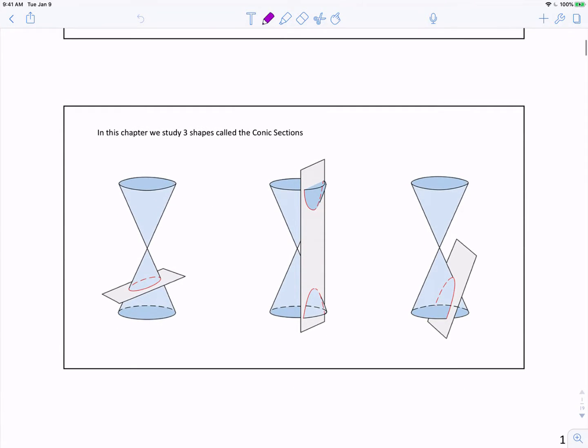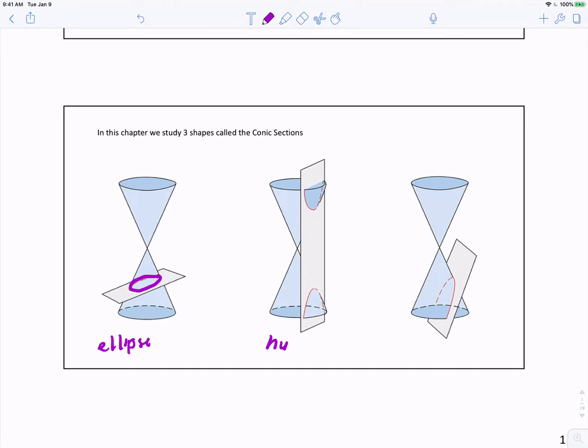So in this chapter, we study three shapes which are called the conic sections, and they're the shapes that we get when we slice a cone with a plane. And the first one that we're going to talk about today is the ellipse. So you can see that it's this shape right here, kind of an oval shape.